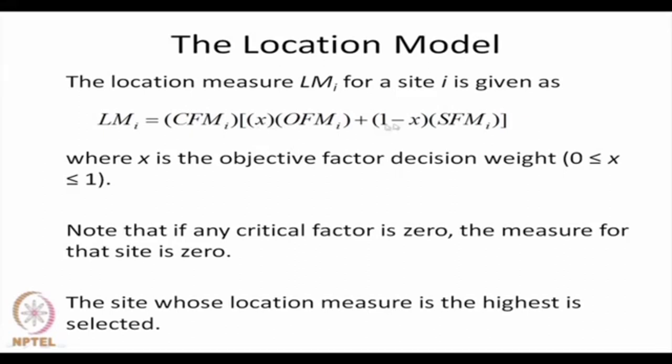Here the value of x can change to find out how sensitive the location measure is for different weights that we assign to the objective factors and to the subjective factors. X is between 0 and 1. The site whose location measure is the highest is selected, or if we are only considering cost and not profit, then the site whose location measure is the lowest is selected.